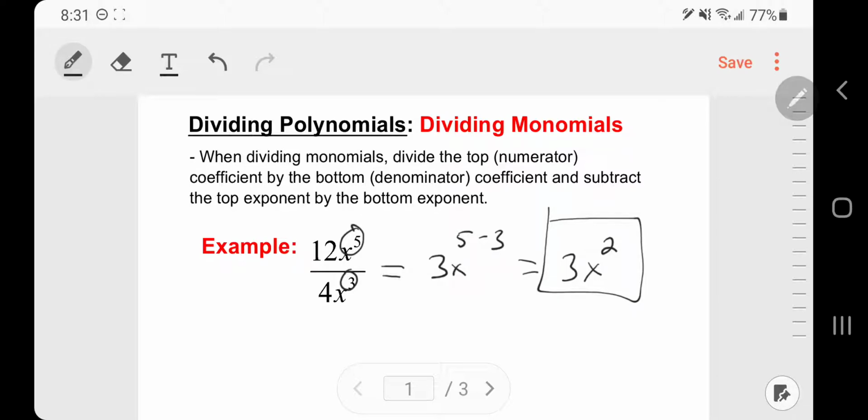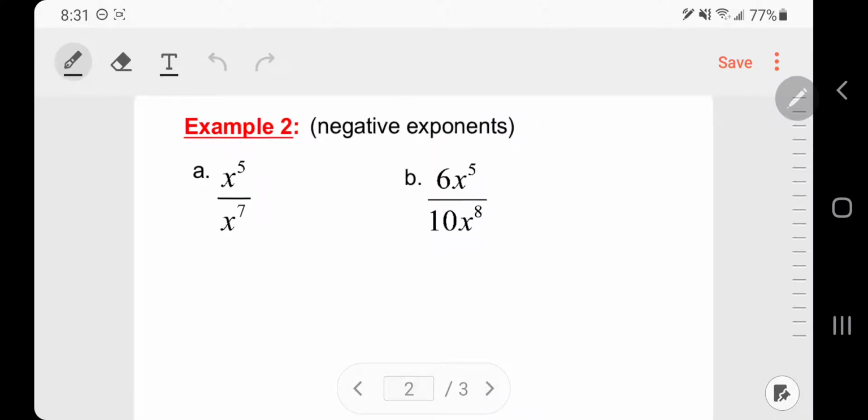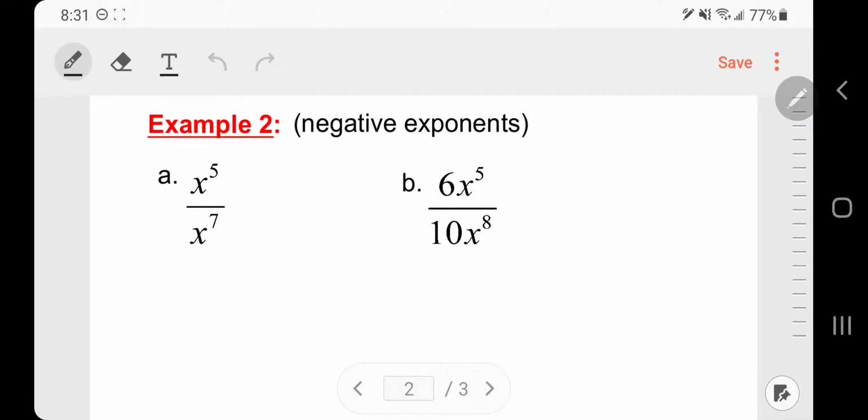All right, let's take a look at a couple more examples. Okay, so here we have a couple of examples, and we see that we're going to end up with negative exponents, which have one small change of rule here. All right, so we go ahead and subtract our exponents. Again, it's the top minus the bottom, so we do 5 minus 7. That's going to be x to the negative 2. Now, we don't want any negative exponents in our final answer, so what I'm going to do is take the reciprocal of this, which will change our exponent from negative to positive. Okay, so x to the negative 2 is going to become 1 over x squared.